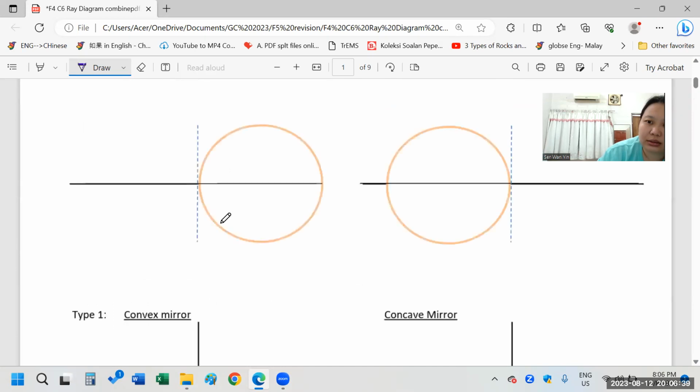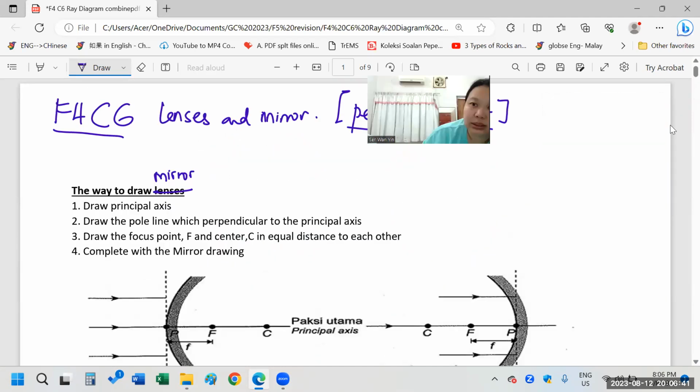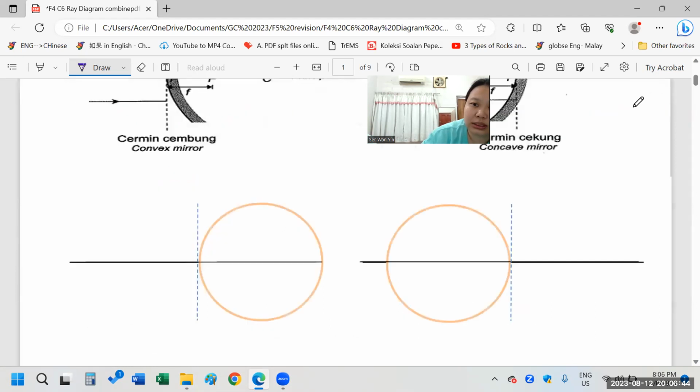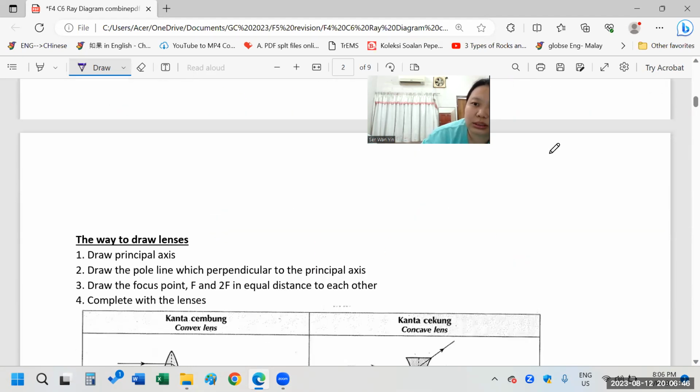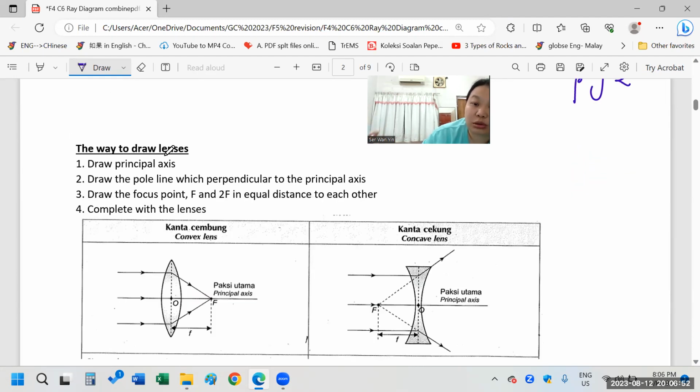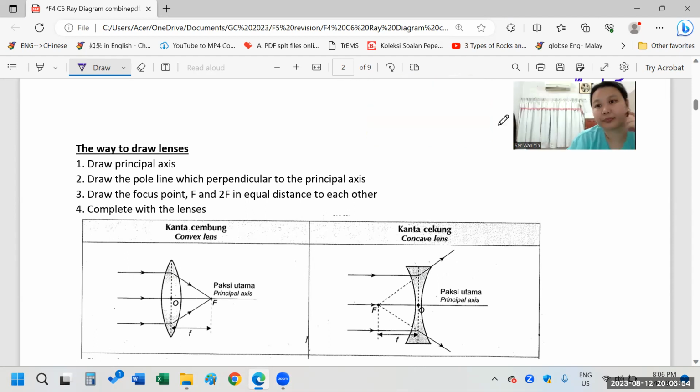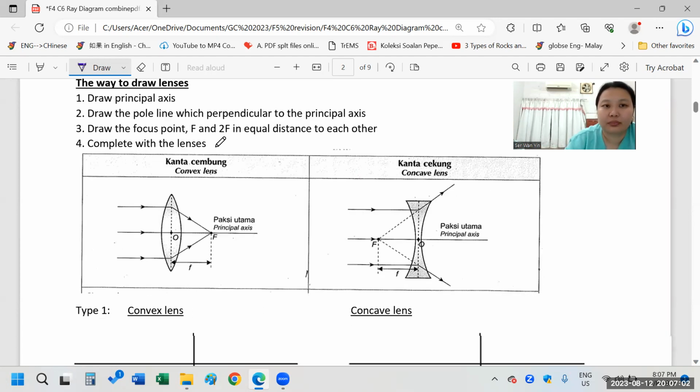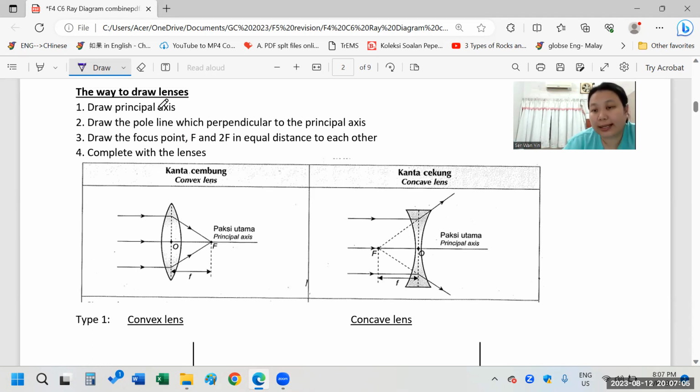Okay, we turn to page 2 first. This is page 1. This is page 2. So it's the way to draw lenses first. How to draw lenses and how to identify the lens. First of all, we look at convex lens and concave lens.